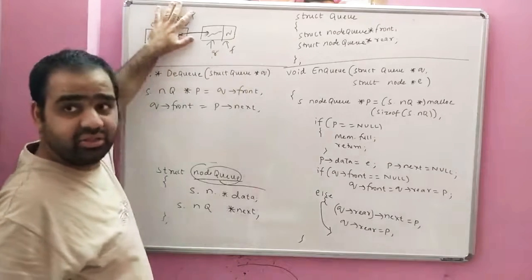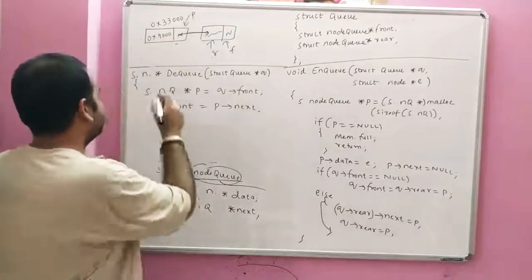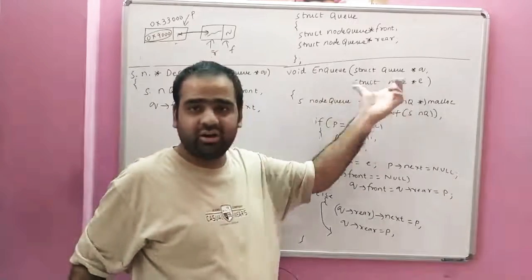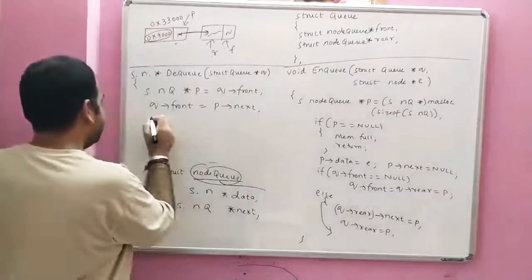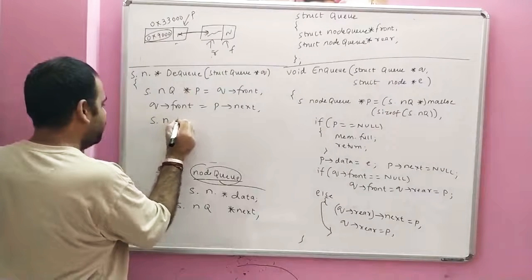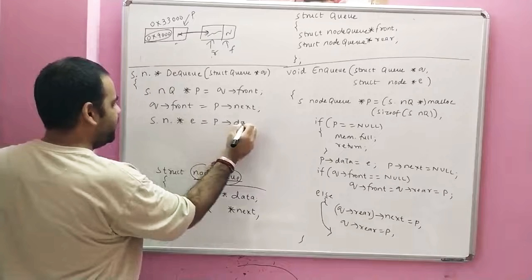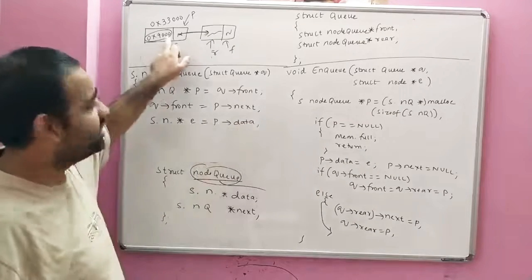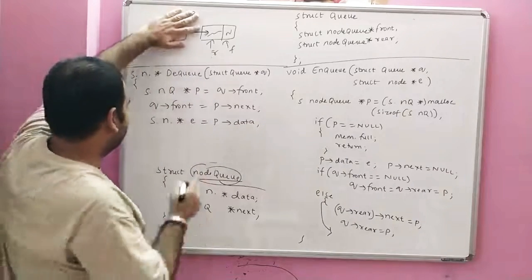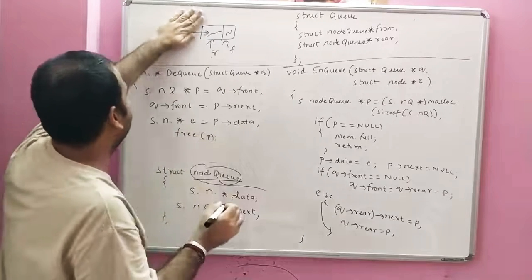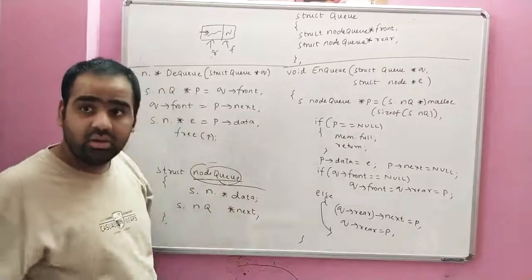Now, I don't need this node. Before I delete this, I want to store the data. Now, what is the data over here? 9000. Data is of what type? Struct node star. Therefore, I say struct node star E is equal to P arrow data. That means the value of E will be 9000. I don't need this node. Therefore, what do we say? Free P. That means this node is gone.